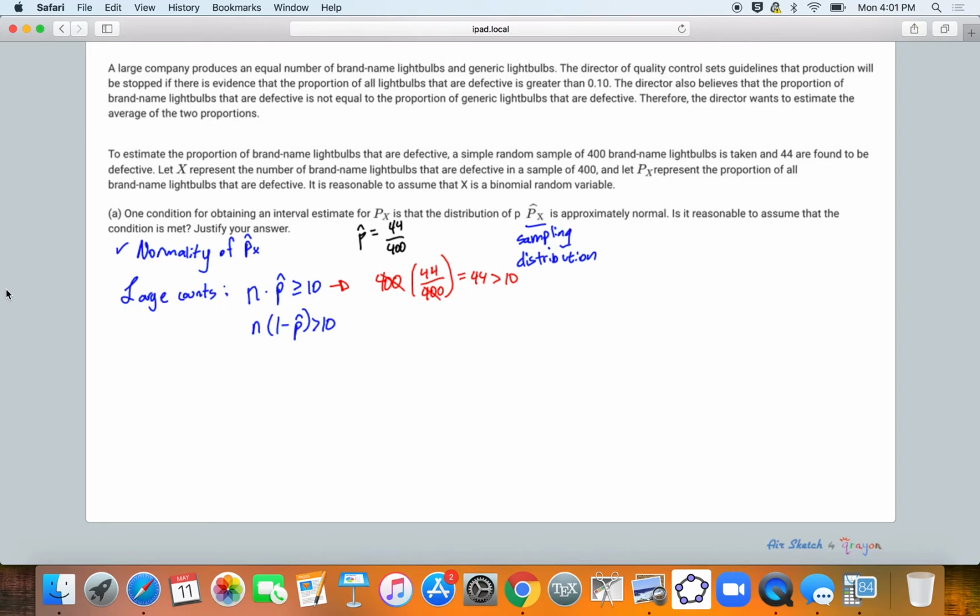And then n times 1 minus P hat would be 400 times, let's see, the complement of that would be 356 out of 400, which again, that's going to be 356. That's also greater than 10. And so we can say, yes, P hat X is approximately normal. And so that large counts condition justifies that answer.